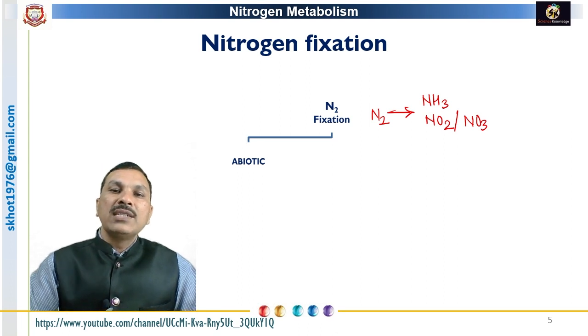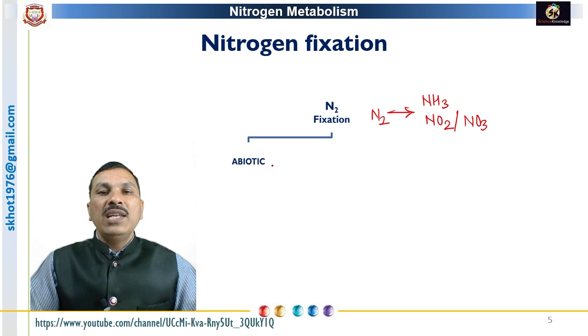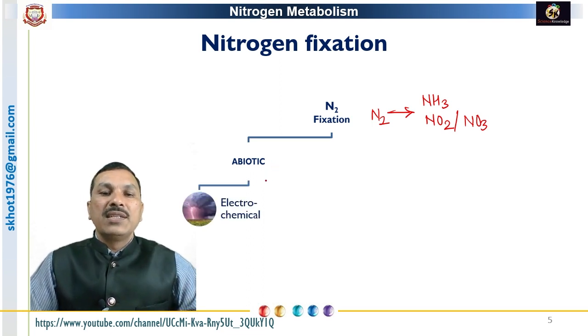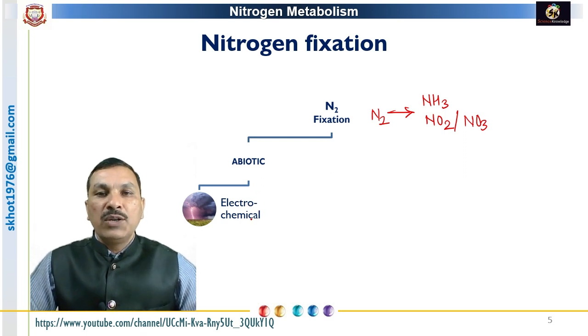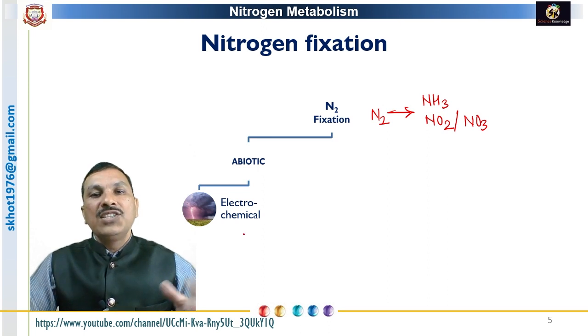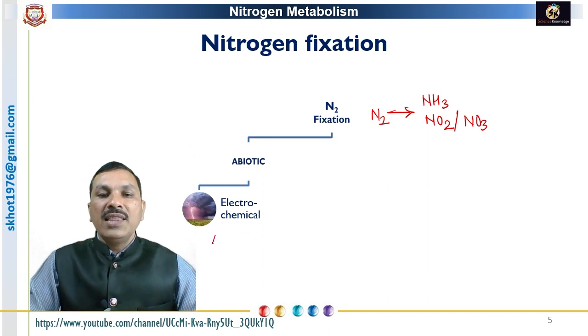The first method is called abiotic nitrogen fixation, where living organisms are not involved. There are 2 major processes in abiotic. The first process is electrochemical nitrogen fixation. This is a natural process which occurs during the cloudy, rainy season. The clouds produce high electric discharge, and due to this high energy, molecular nitrogen reacts with oxygen, gets oxidized, and is converted into either nitrite or nitrate.